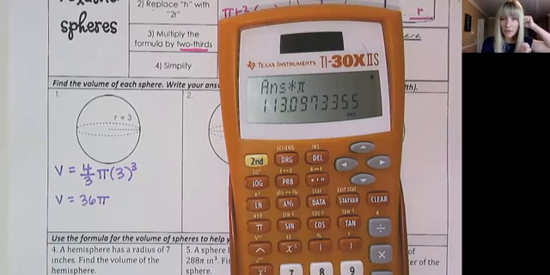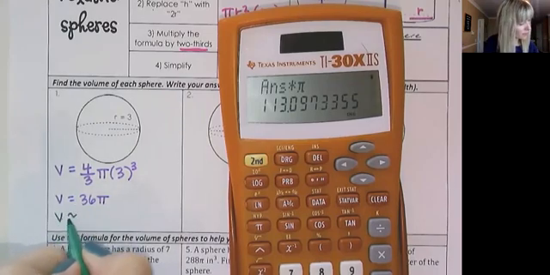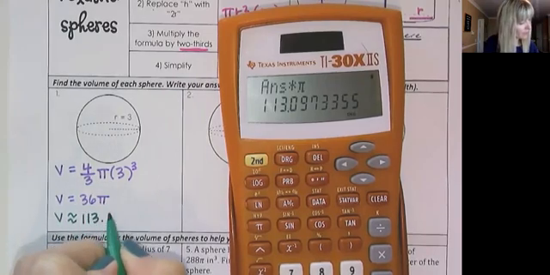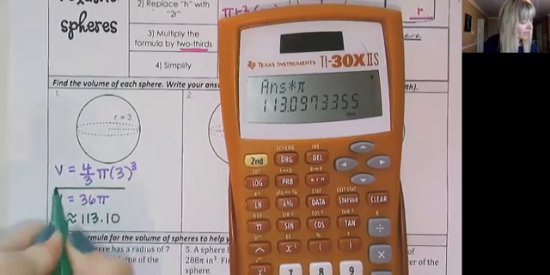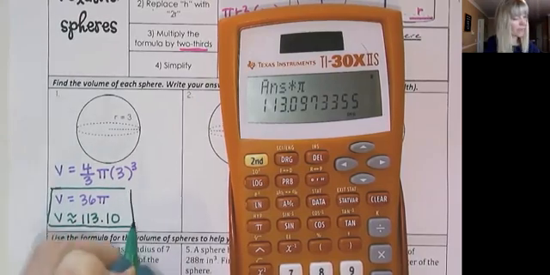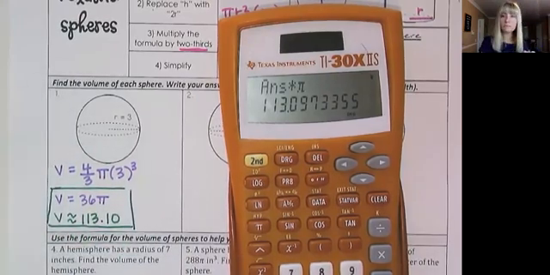Now, because it says 113.09 and then the next number's a 7, that's actually going to bump the 0.09 into a 0.10. That's the next place value there. So I'm going to write volume is approximately 113.10. That is my exact volume in terms of pi and my decimal approximation. And that's it. That's spheres.